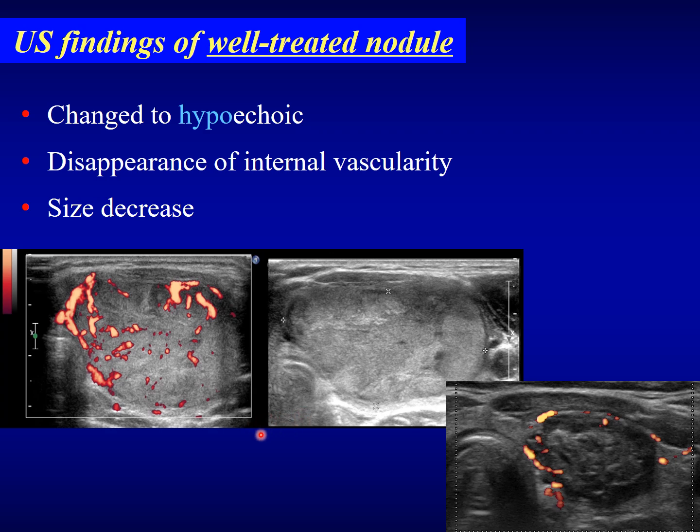This image shows before and after RF ablation. A well-treated nodule shows decreased echogenicity from isoechoic to markedly hypoechoic, and disappearance of internal vascularity after radiofrequency ablation, and you can see the decreased size.